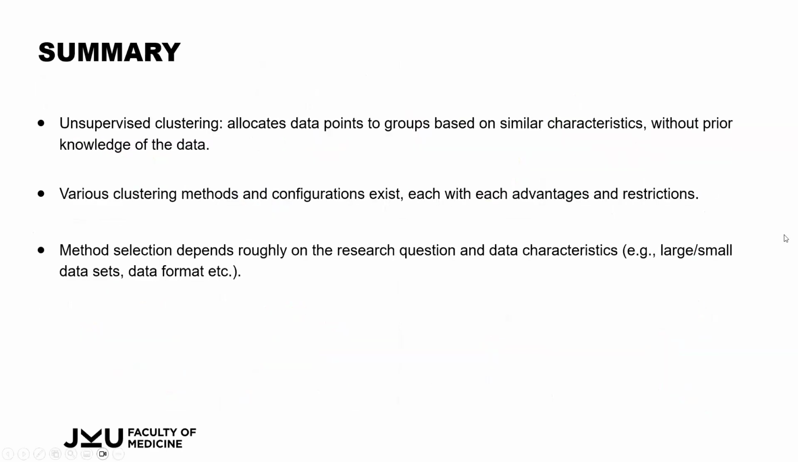So to summarize this first part, unsupervised clustering allocates data points to groups based on similar characteristics. You have various methods, various configurations, and the method selection depends roughly on the research question and the data characteristics.